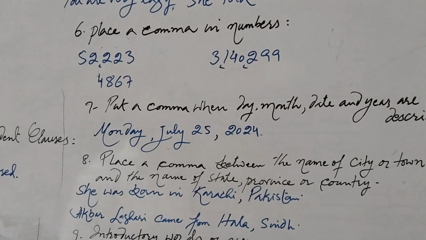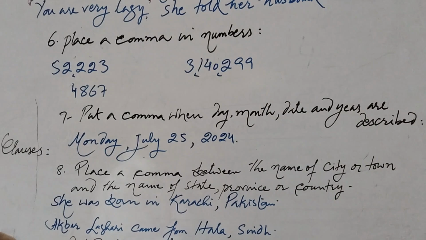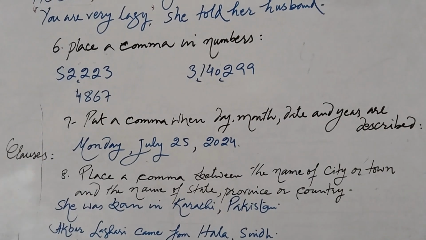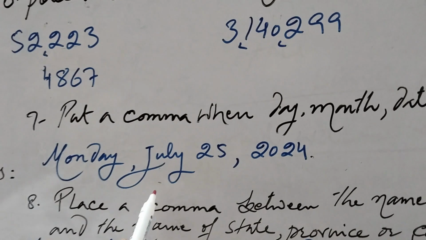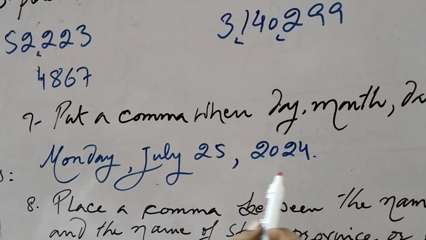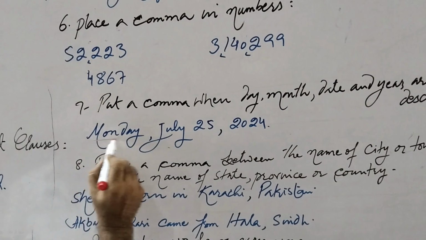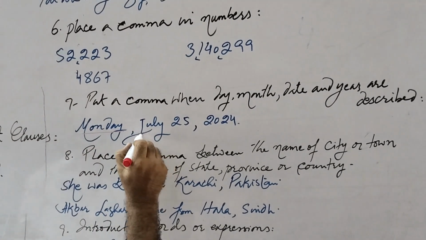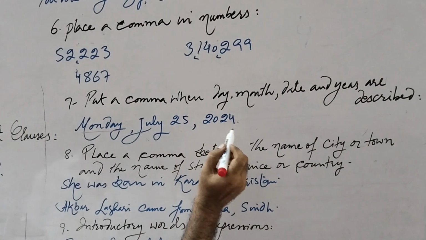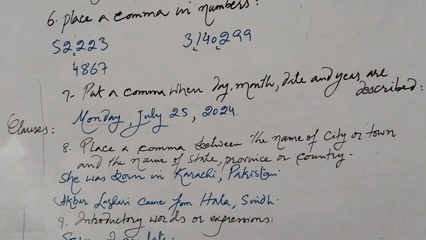Put a comma when we describe day, month, date, and year. So look here, we have an example: he was born on Monday, July 25th, 2024. We have to put a comma after the day and after the month and date, and in the end we have to put a full stop here.